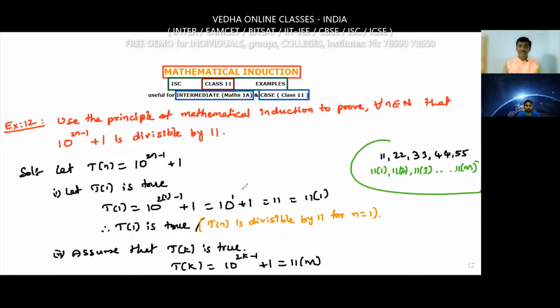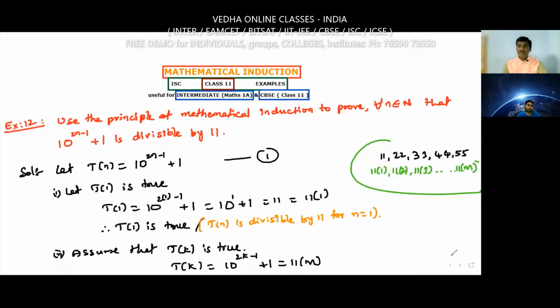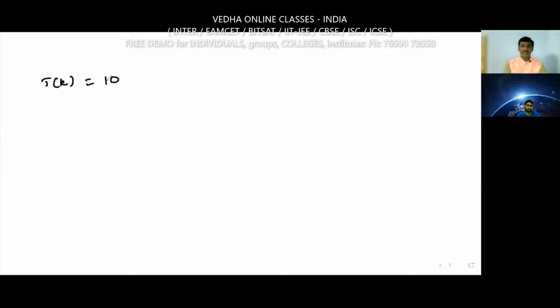Take this given equation as equation 1. I am writing once again: T(k) = 10^(2k-1) + 1 = 11m. Just keep it like that.